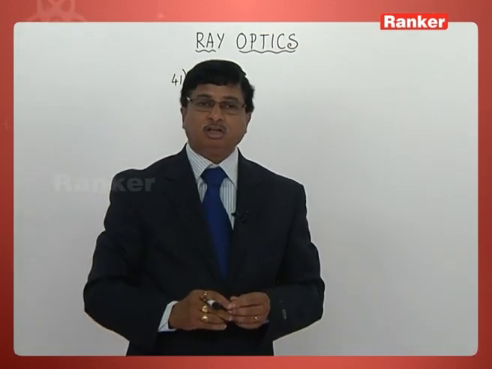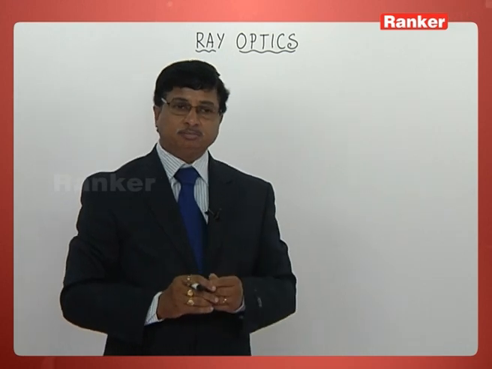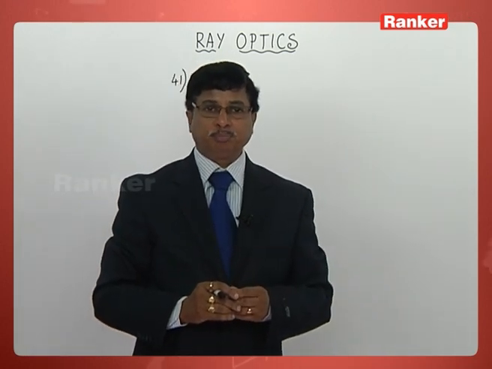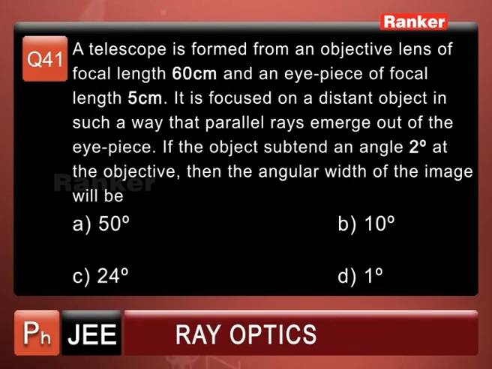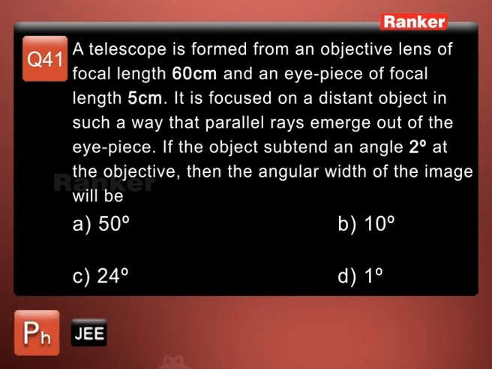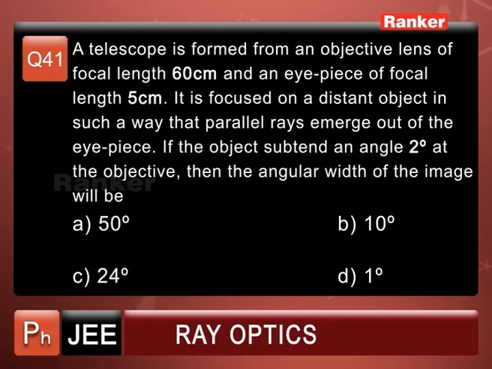Another problem based on telescope we have taken in the case of 41st problem. Problem 41 says a telescope is formed from an objective lens of focal length 60 centimeter and an eyepiece of focal length 5 centimeter. It is focused on a distant object in such a way that parallel rays emerge out of the eyepiece. Once again try to understand this wording carefully. Parallel rays are emerging out of the eyepiece.